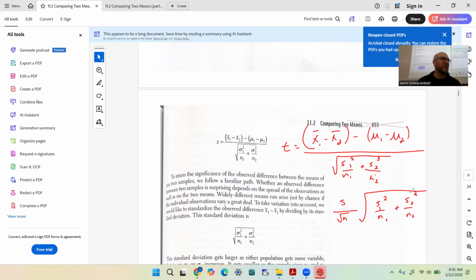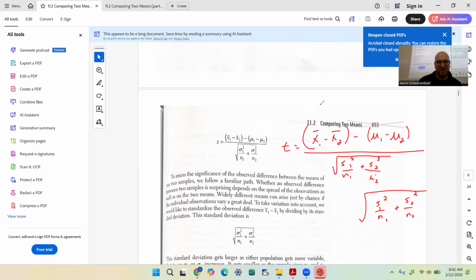And then square root that, because it's kind of like a Pythagorean theorem idea. And this is the formula to find the test statistic. So I'm just explaining why the bottom is what it is.